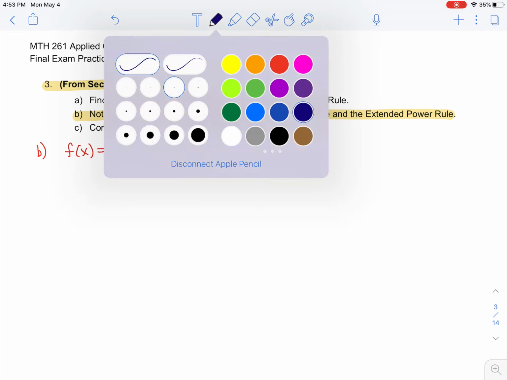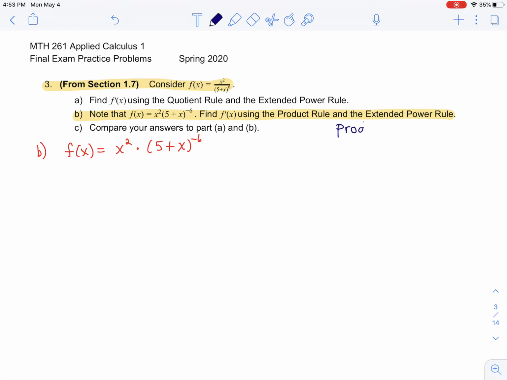We can use the product rule. So let's write down the product rule real quick. Product rule: if you're trying to find the derivative of f times g, then the derivative will be fg prime plus gf prime.